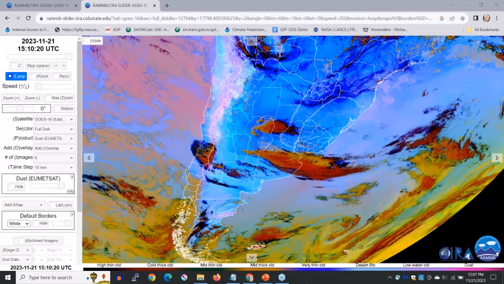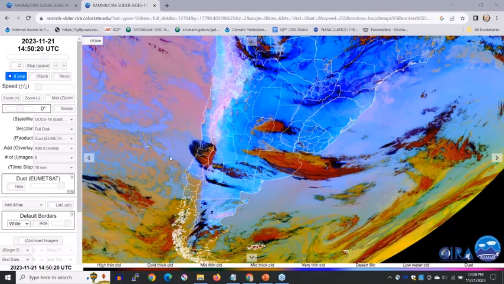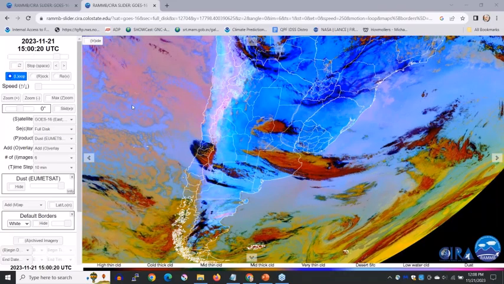Just, again, it's always an interesting feature to the west of the Andes. You're seeing that kind of a Bernoulli effect of the clouds coming from the west and then channeling across to the east. That's always interesting.